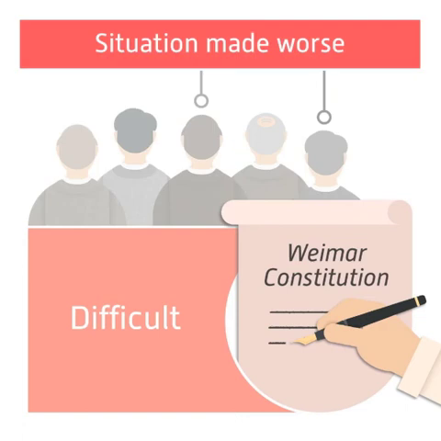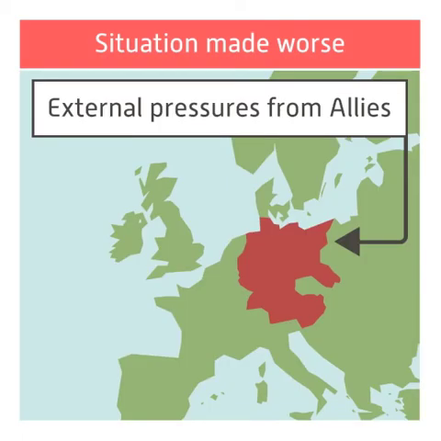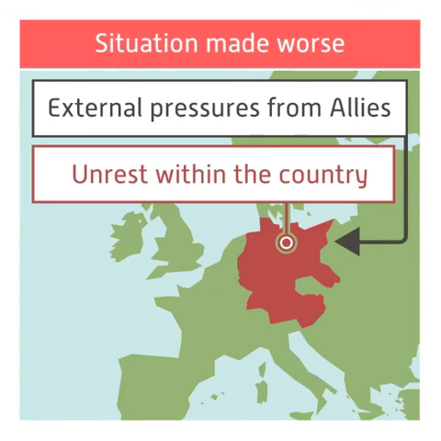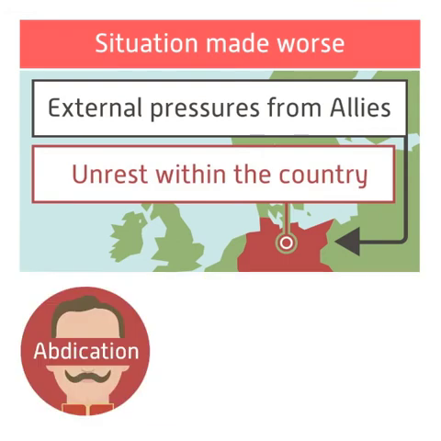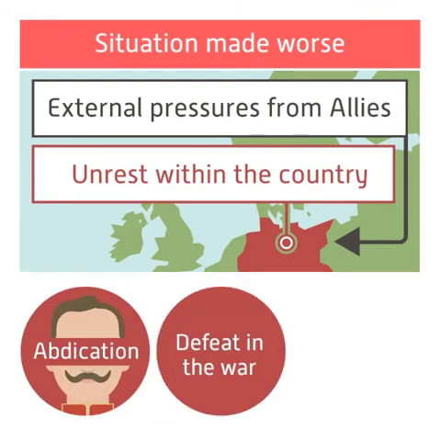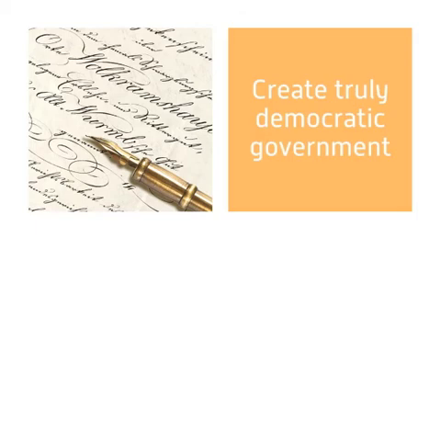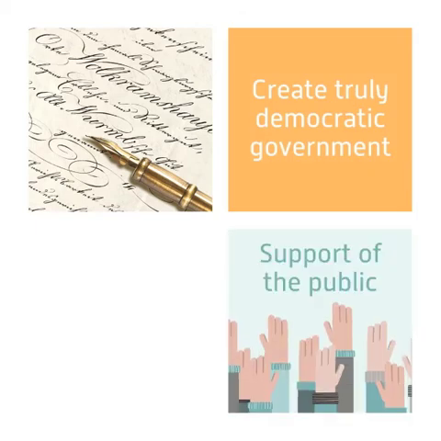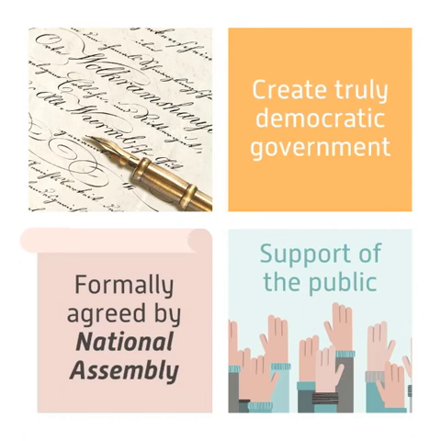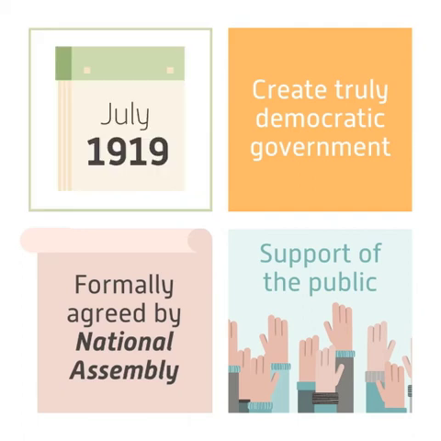The situation was made even worse by the external pressures facing Germany from the Allies. There was also great unrest within the country, caused by the abdication of the Kaiser, the defeat in the war, and later the impact of the Treaty of Versailles. In spite of this, a brave attempt was made to establish a new constitution, which would create a truly democratic government and gain the support of the public. The constitution was formally agreed by the National Assembly in July 1919.